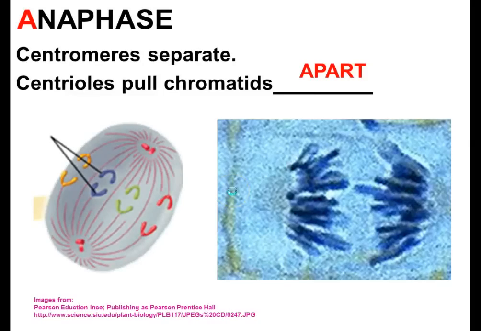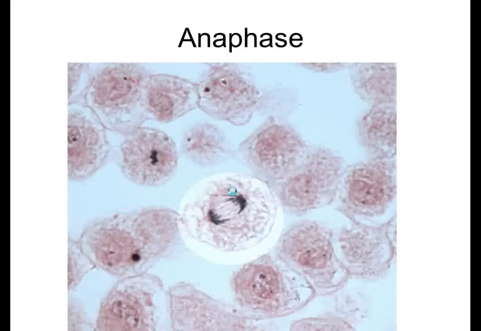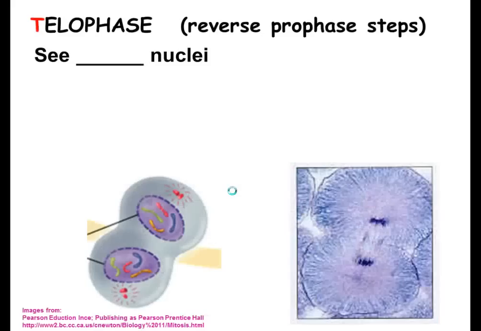And then anaphase, centromeres separate. The spindle fibers have a pulling effect, and the chromatids are like walking and at the same time being pulled to opposite ends. So each end of the cell will have a sister chromatid. And this is how it looks in the whitefish embryo.